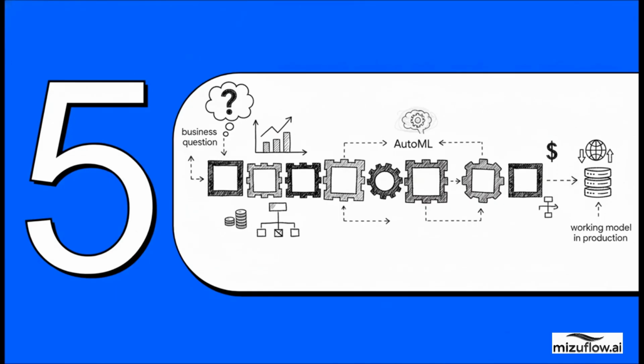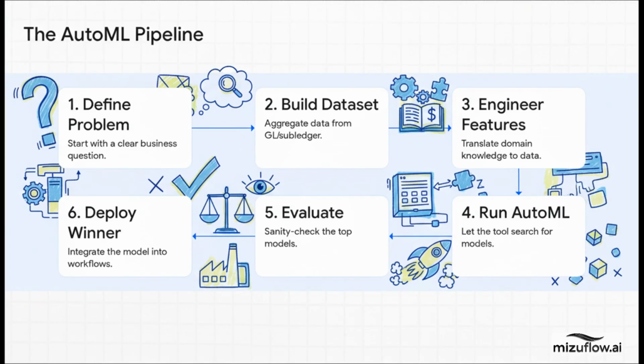This is where the rubber meets the road. How do you actually go from a business question to a working deployed model? Here is a clear, repeatable, 6-step framework you can follow every time. As you can see, the process is pretty logical. You always start by clearly defining the problem you're trying to solve.